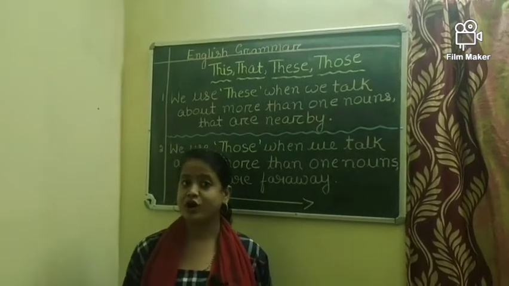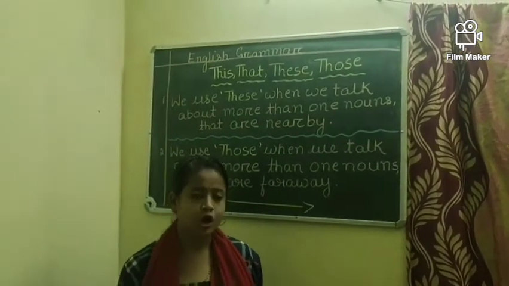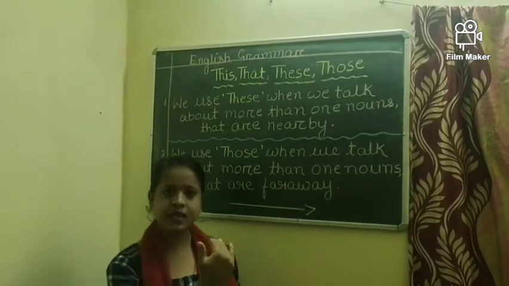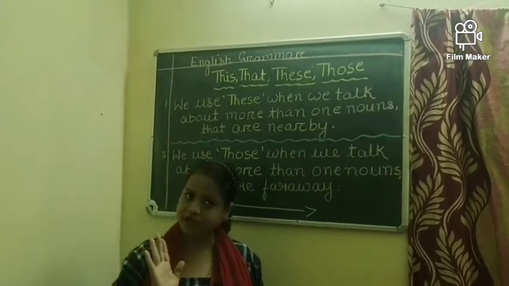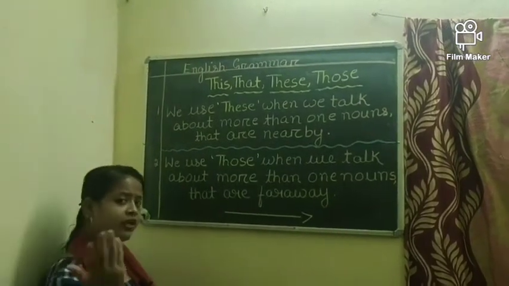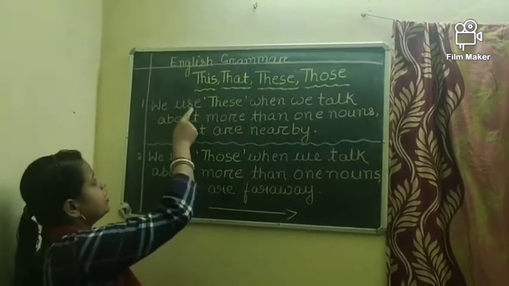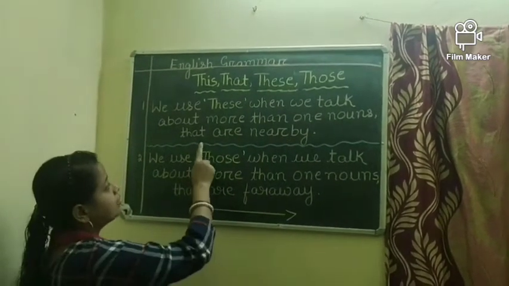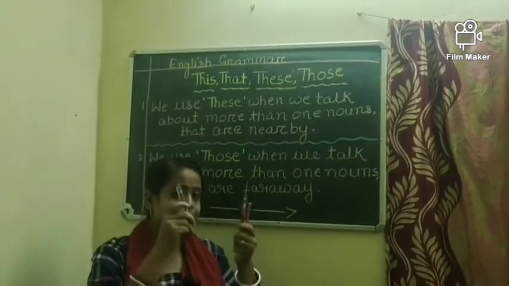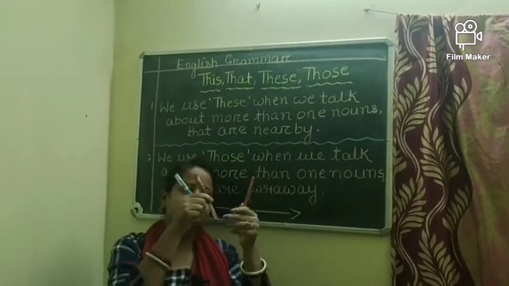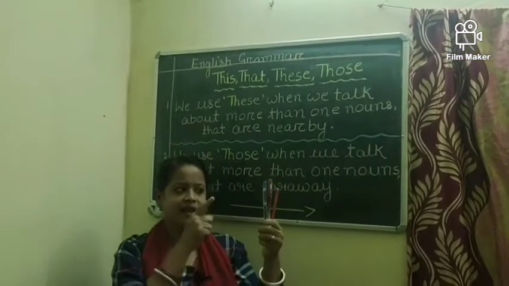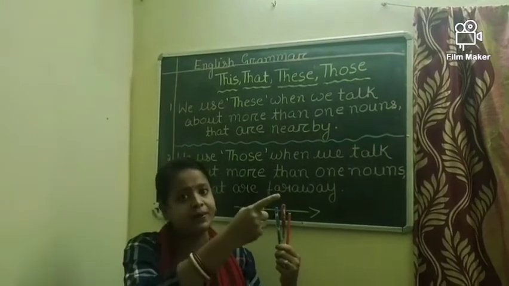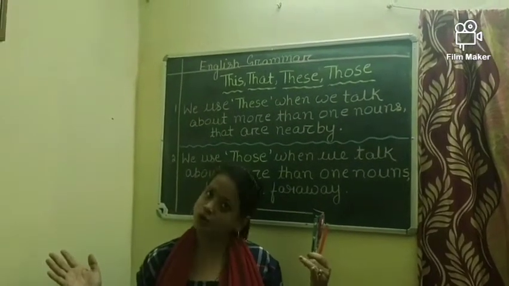Children, when we talk about a singular object or person, then we use this or that. This for the near thing and that for the far away thing. Now, where do we use these and those? We use these when we talk about more than one noun that is nearby. How many pens are there? 1, 2, 3. So I can say these are pens because there is more than one pen. There are plural objects.